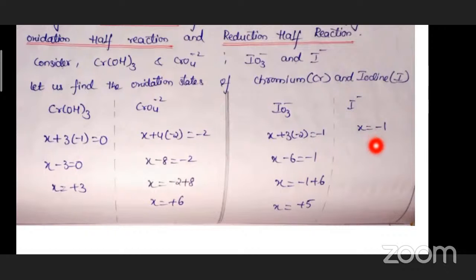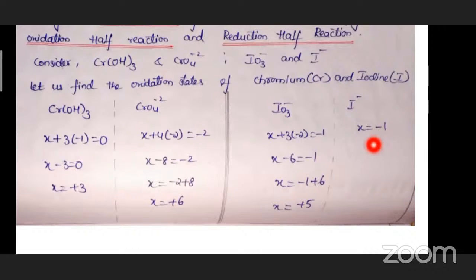So the decrease in oxidation number is called reduction. So +5 will become -1 when we are subtracting 6 from that. +5 -6 gives -1. That we have to understand. Little maths is required over here. +5 is becoming -1 means we have to subtract 6 from 5, then only we'll get -1.